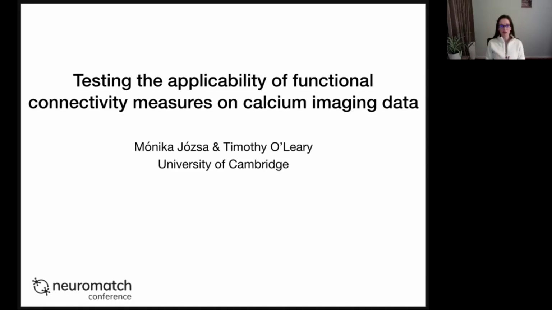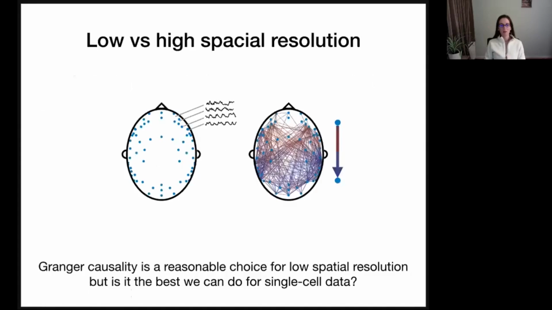Today, I would like to talk about functional connectivity measures applied on calcium imaging data. A couple of years ago, I was doing my PhD in the control engineering community on Granger causality, and I became interested in its applications in neuroscience. On this picture, I illustrate what I got when I applied Granger causality to human EEG data. This approach to use a statistical concept to detect connectivity is widely used for low spatial resolution data. But the question of this talk is whether it should also be used on data with single cell resolution.